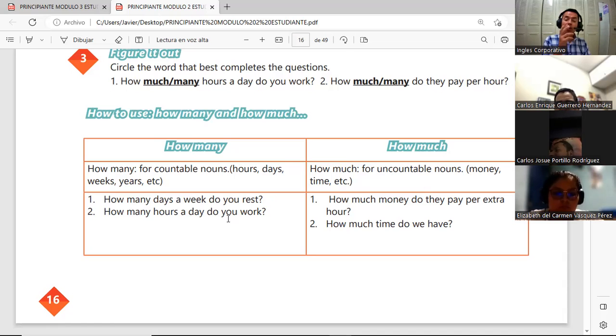How much is for uncountable nouns. For example, money. You cannot count money. El dinero no se puede contar. Se pueden contar las monedas, the coins, que en El Salvador, no en Estados Unidos, se maneja el dólar. Sorry. We can count the dollar, right? Podemos contar los dólares y las monedotas esas de dólar. Se pueden contar. Aunque no los usen en Estados Unidos, pero aquí se las usamos, ¿verdad?